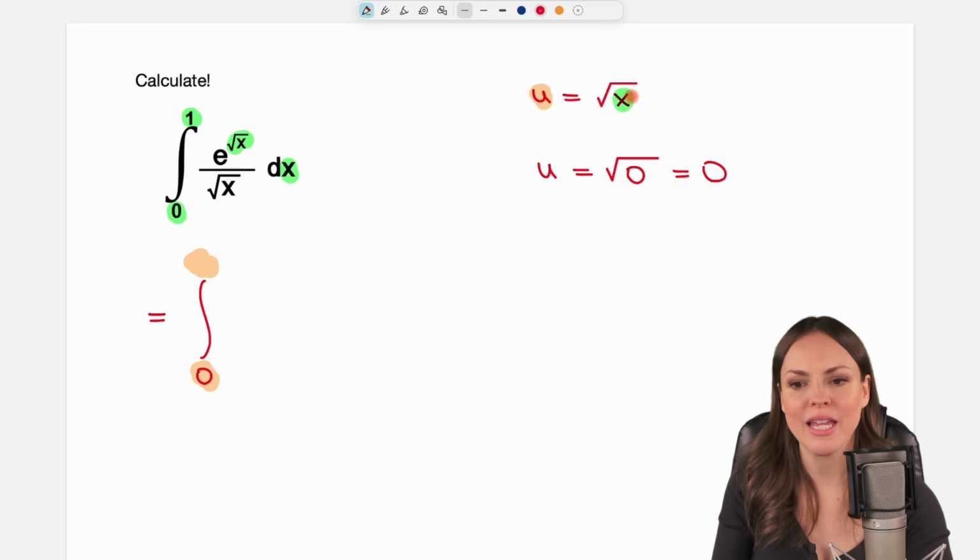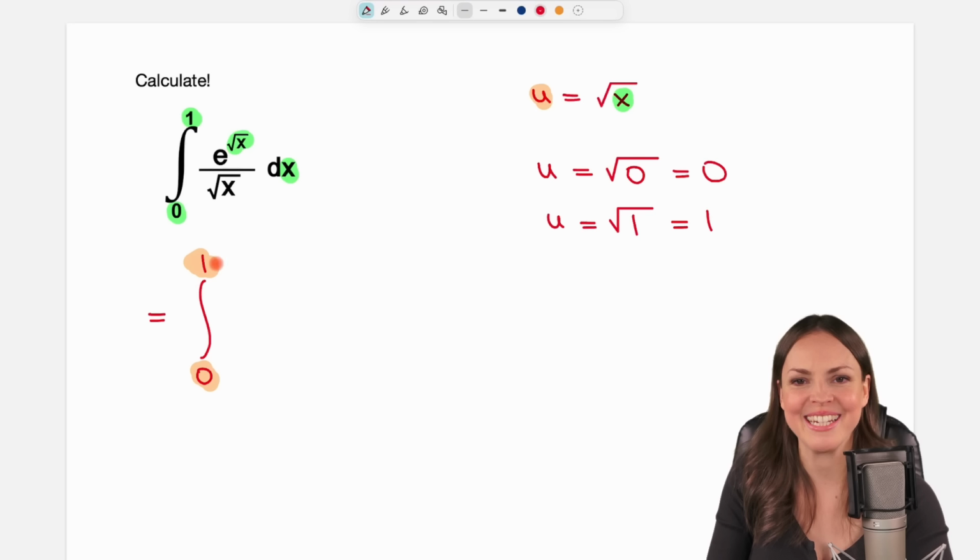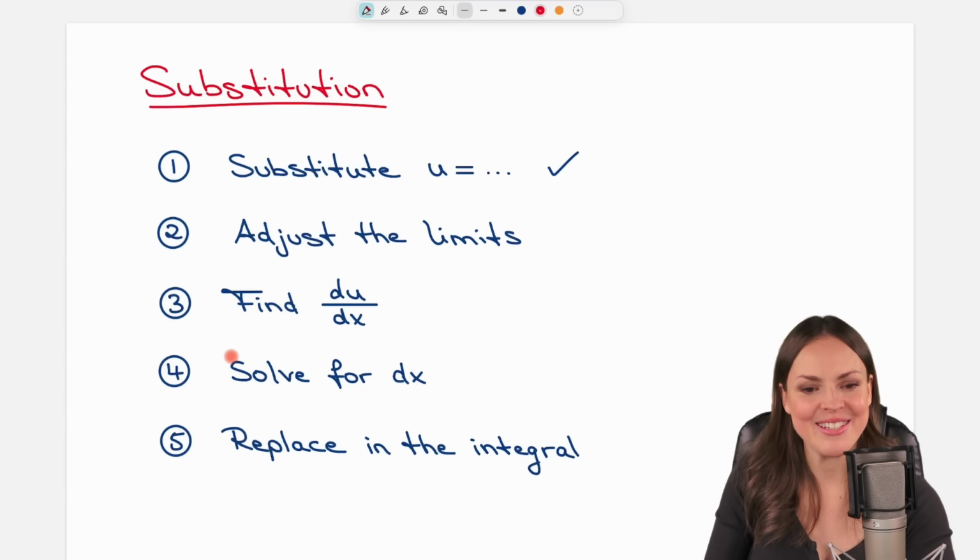Okay, happens sometimes. And the upper limit, the same thing. We take the 1 and insert it here. So my upper limit is the square root of 1, and the square root of 1 equals 1. So this is my new upper limit. Also this didn't change. Not a good example here, usually they change. But we adjusted the limits. So this was step 2.